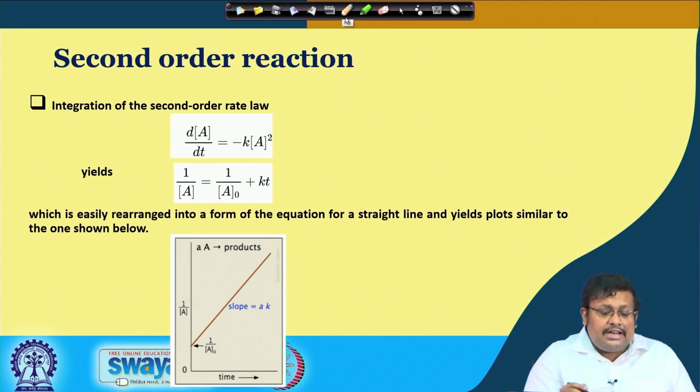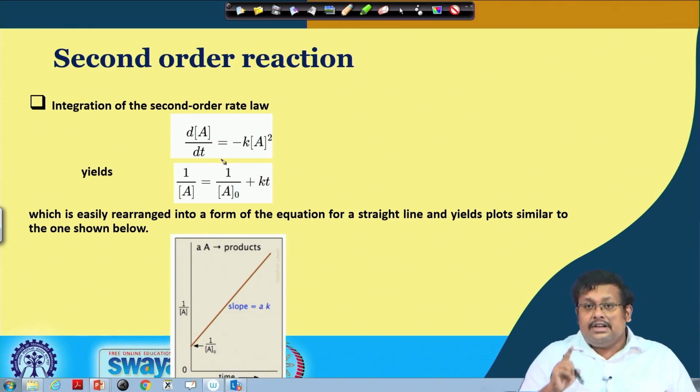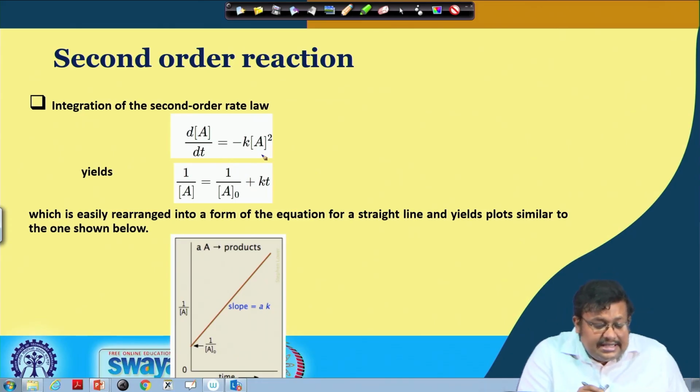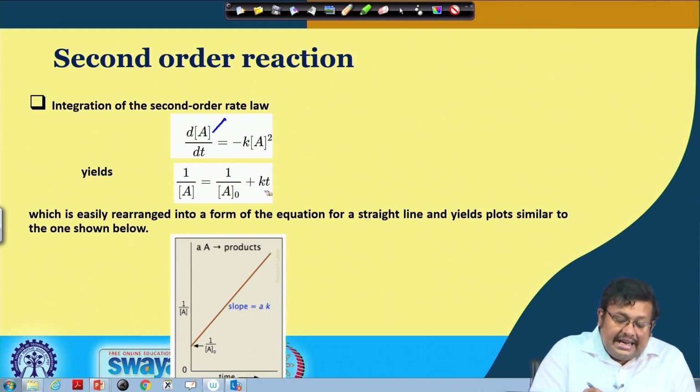Now, in the case of second order reaction, integration of the second order rate basically follows, as I have told you, the square of the concentration of any particular reactant or the product of the concentrations of the 2 reactants. So, here you can see it is basically the square of the concentration of a particular reactant. So, if we simplify it, we will get this form.